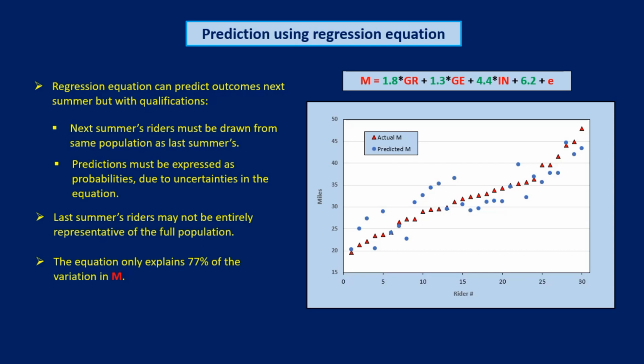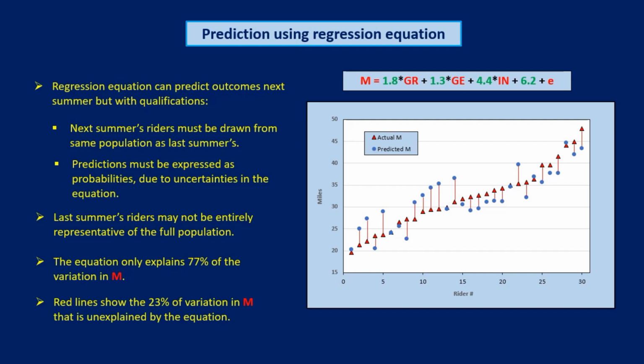The second source of uncertainty is that the equation only explains 77% of the variation in M. This means that it is incomplete. There may be other factors that explain rider performance that we haven't considered. And of course, random chance also plays a role. Weather conditions, illness on the day, or a flat tire. This is why the equation includes the error term E. The red lines on this chart between actual values of M and the values predicted by the regression are measures of E in our data set.